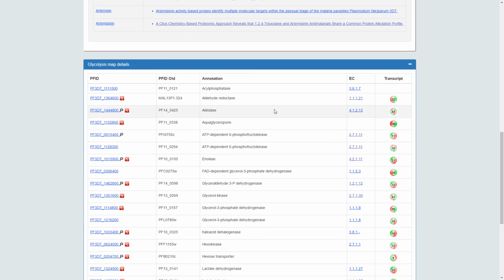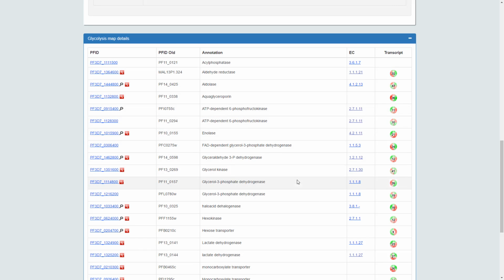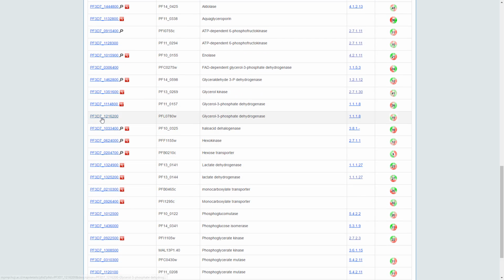a compilation of all the data that appear on the map, together with the PFIDs, the new one and the old one, the name of the enzyme, the EC number, and the transcriptomic clock. And next to the numbers, you see a loop, which is an indication that there is information on the subcellular location of this enzyme, and a symbol which indicates that there is a specific drug for this enzyme, but we shall go to that later on.